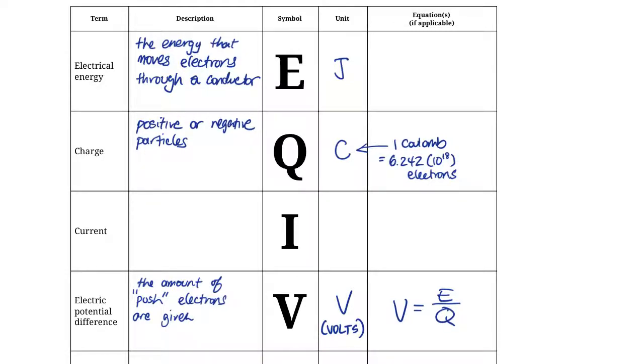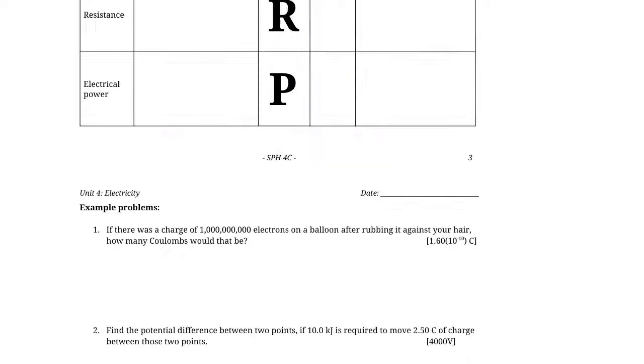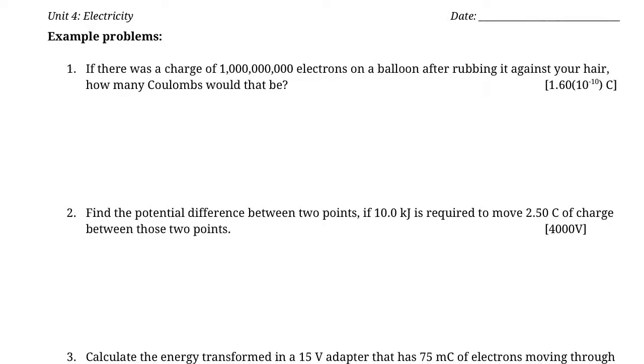So using this information, let's go down to these questions and see if we can solve them. Question number 1. If there's a charge of 1 billion electrons on a balloon after rubbing it against your hair, how many coulombs would that be? So you can picture that, right? Rubbing a balloon against your hair, it's going to basically pick up some electrons or deposit some electrons, and that gives it a charge. So if we have 1 billion electrons, how many coulombs do we have?